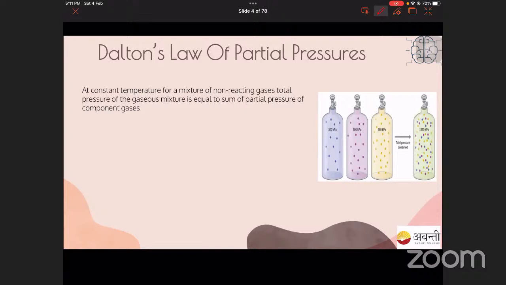Now, how many of you had balloons or blown balloons? Did you blow balloons? Text in the chat. Did you blow the balloons anytime?